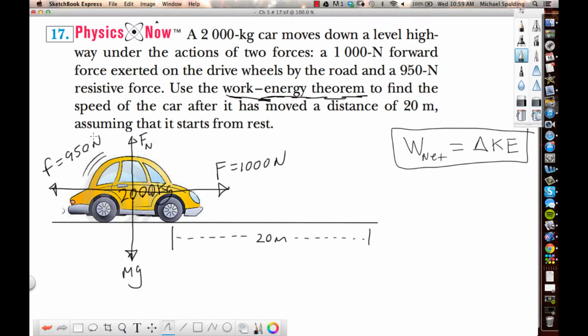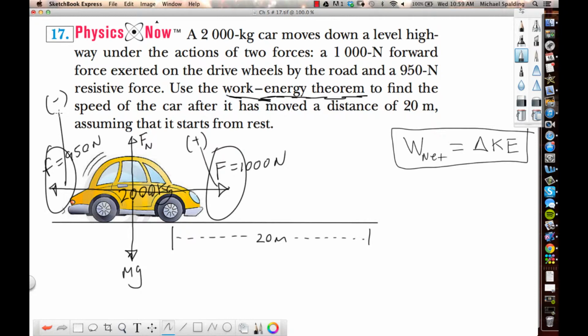Of those four forces, how many are doing work? Only two. This guy's doing work, and this guy's doing work, right? Remember, what's the sign convention for work? In the direction of motion is plus, opposite motion is minus. So the work done by this force is going to be positive work. The work done by this force will be negative work, okay?